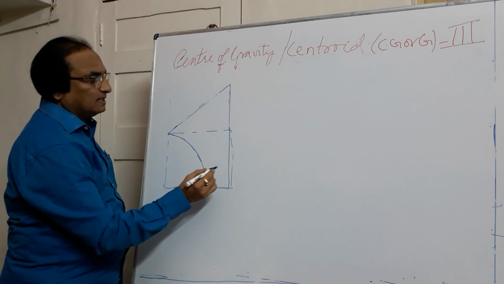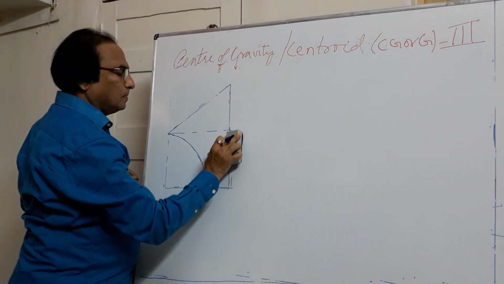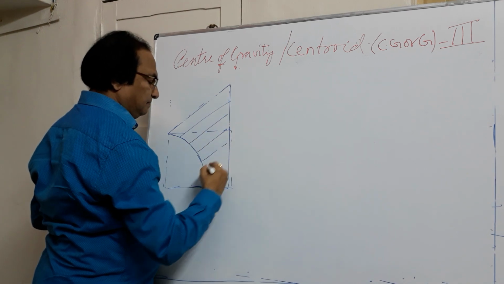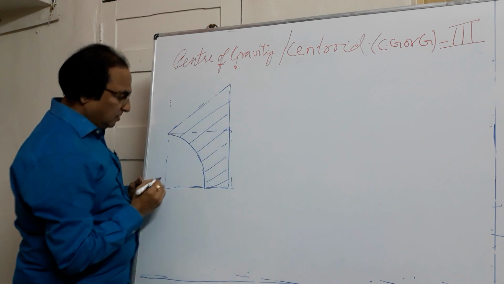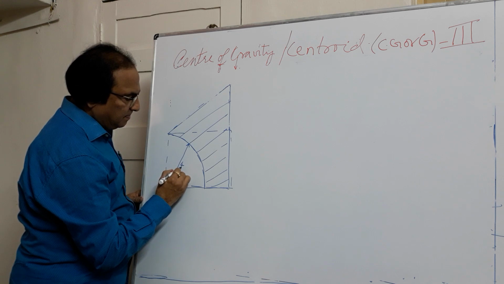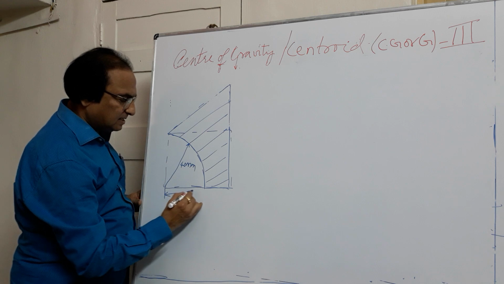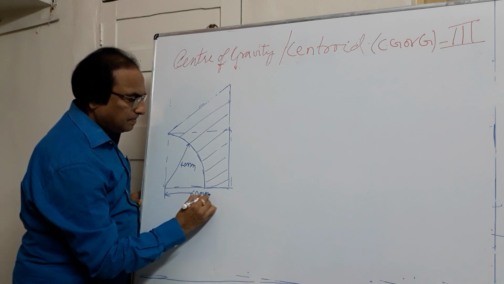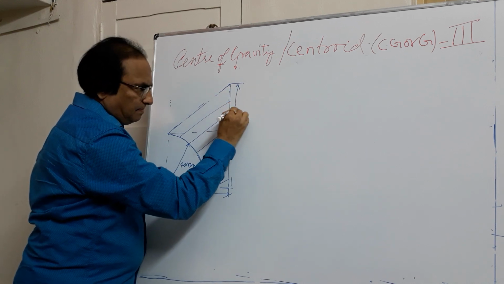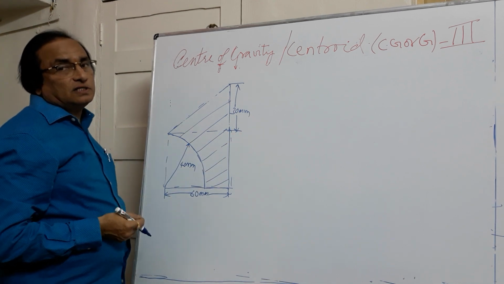Suppose if I take up a figure like this, I want the centroid of this shaded or hatched area. Now here suppose the radius of this quarter circle is say 40 mm, and this width, if I take it as 60 mm, and this height of a triangle, if I take it as 30 mm, you are required to locate the centroid of this shaded area.